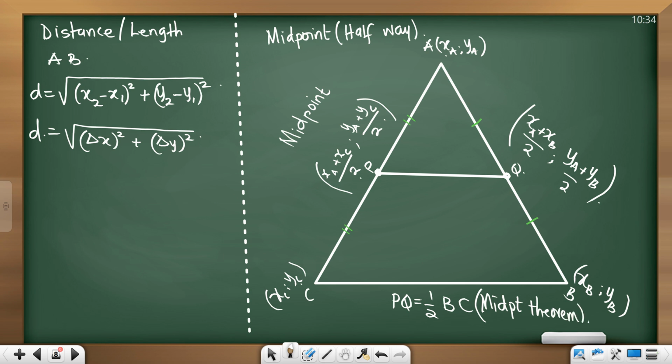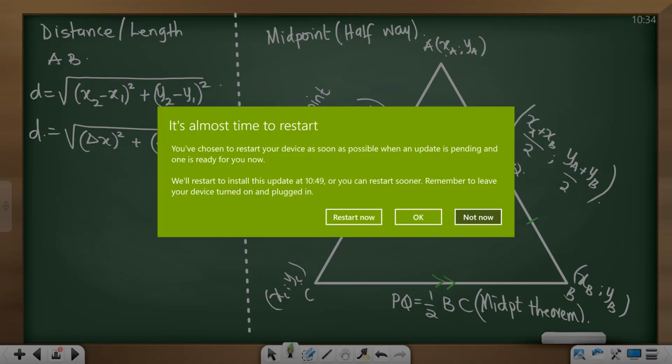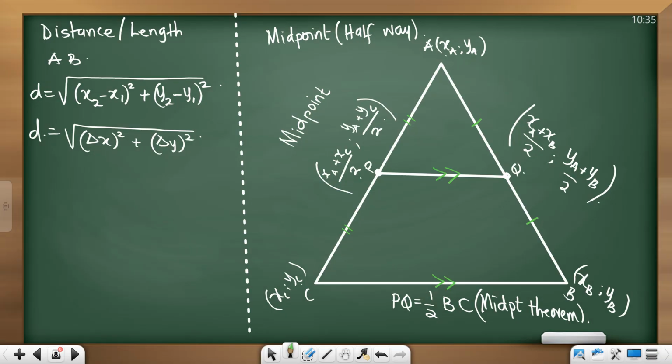The line drawn from the midpoint of one side of a triangle to the midpoint of the second side will definitely be parallel to the third side. And its length would be half the length of the third side. Not now. So let's go and relearn that midpoint theorem.